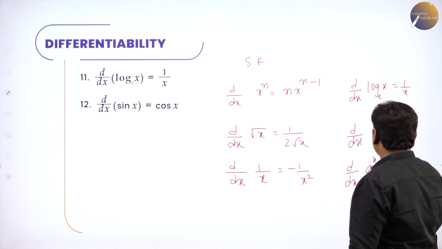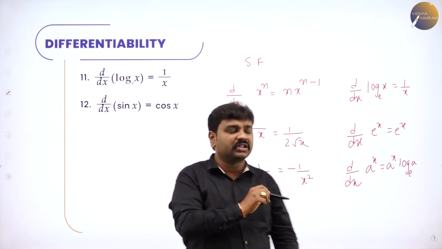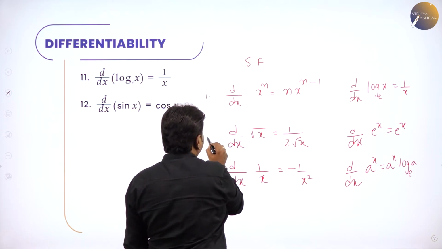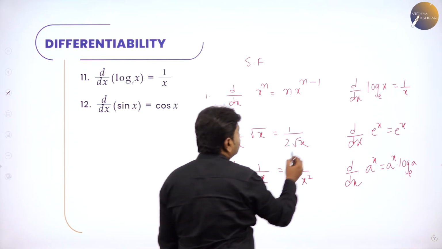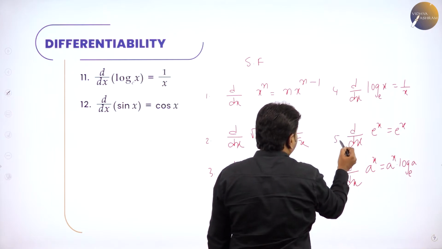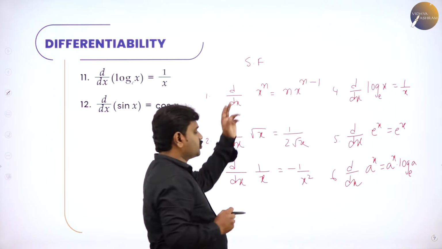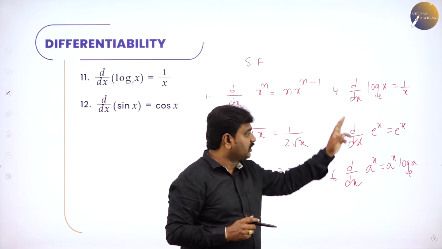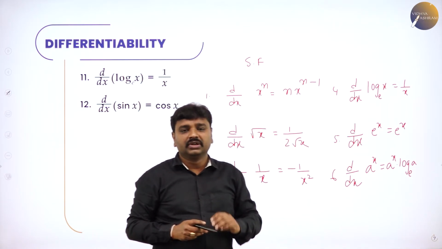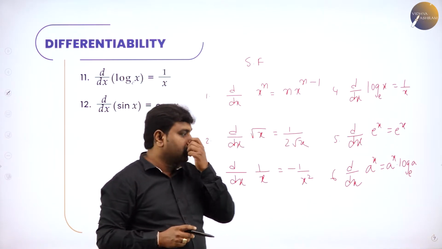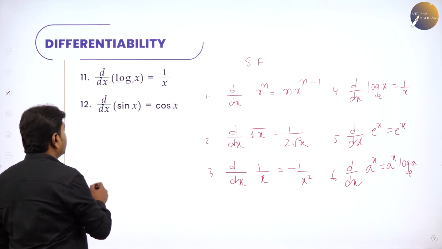Please observe, I wrote exactly 6 formulae. Become thorough with all the formulae. First one is x power n, then root x, then 1 by x, then log x, e power x, a power x. So first you become thorough with these formulas, and then we have trigonometric functions.